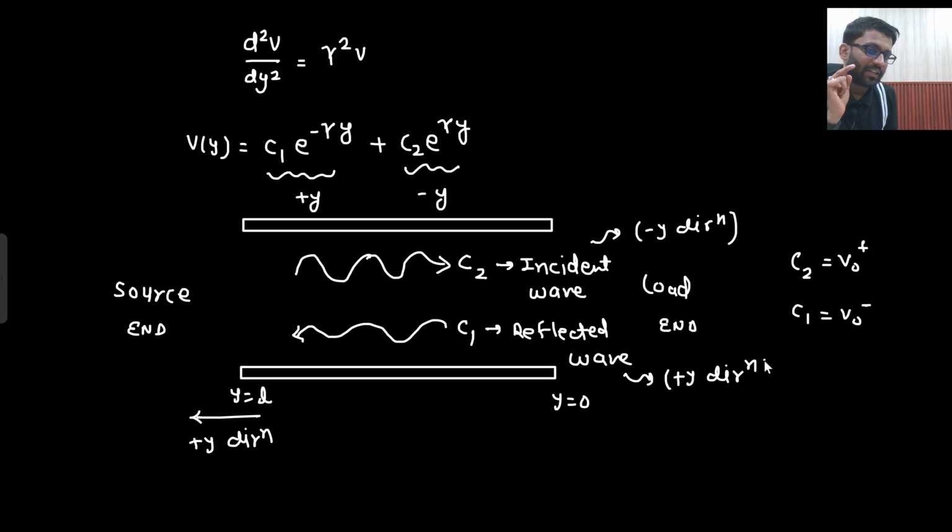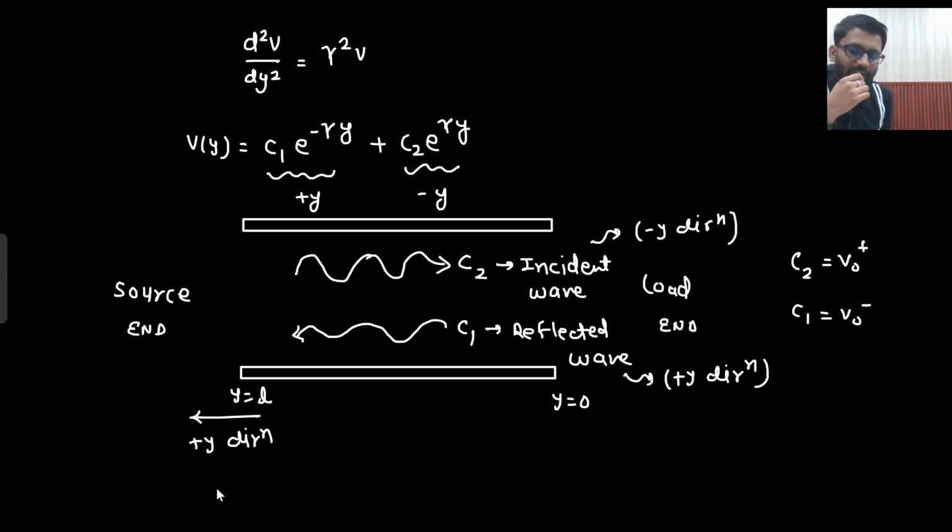The wave which is traveling in negative y direction has an amplitude of V0 plus, because this I am calling the incident wave, because this is coming from the source. And the wave which is traveling in positive y direction, that means that is coming from the load. That means that would have been your reflected wave. So this I am calling the reflected wave. Incident wave, reflected wave. Okay. Reflected wave is traveling in positive y direction and incident wave is traveling in negative y direction.